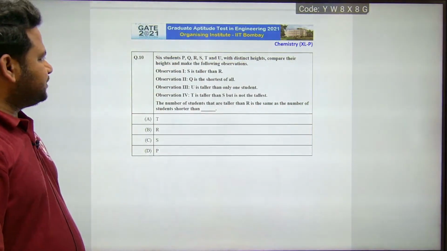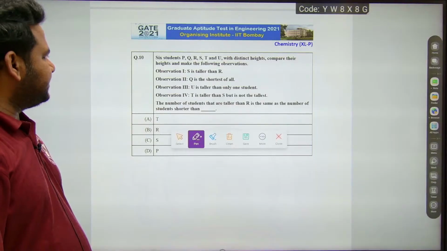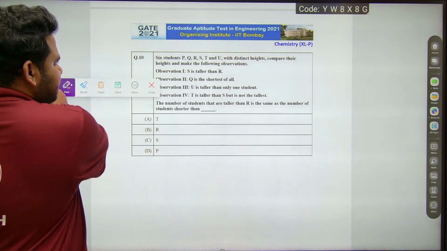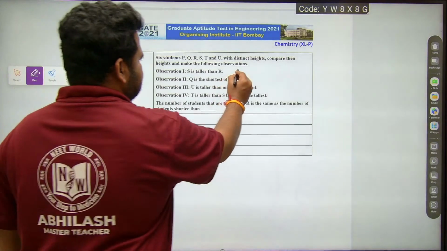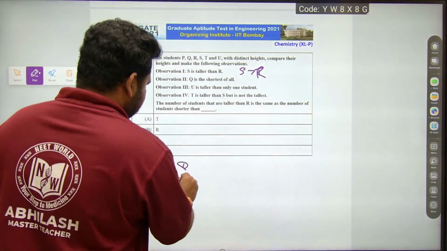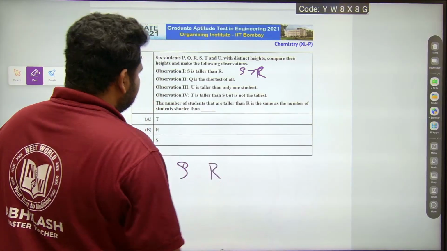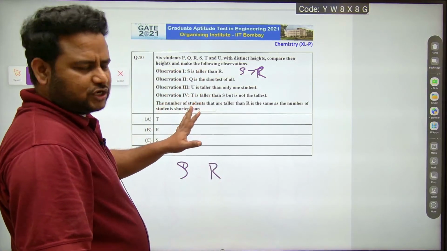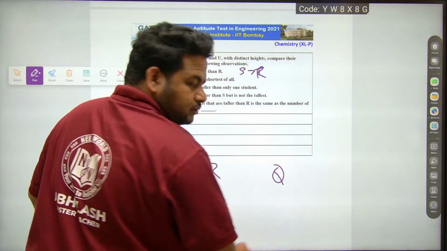So 6 students P, Q, R, S, T and U with distinct heights compare their heights and make the following observations. They are telling S is taller than R. Q is the shortest of all, which means Q will come in the end.